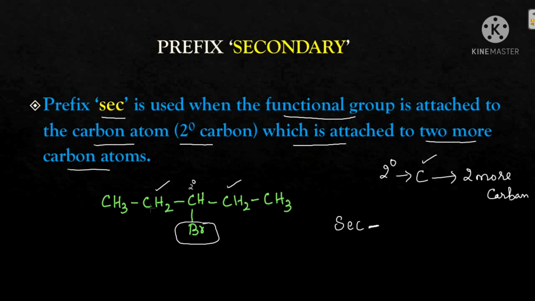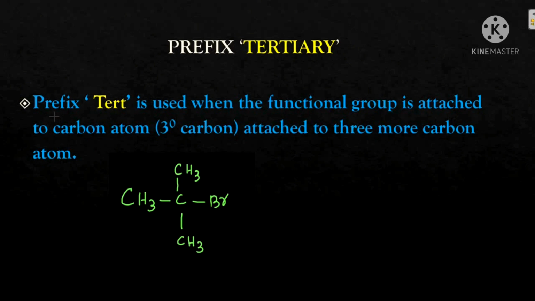Now check the number of carbon atoms, students. 1, 2, 3, 4, 5. 5 carbon atoms. That means the corresponding alkane is pentane. So the corresponding alkyl group is pentyl. Now secondary pentyl. What is the functional group here? Bromine. So bromide. Understood, students? This is how you should write. So here, look here, students.